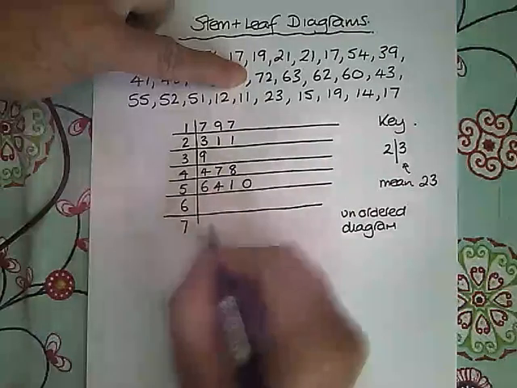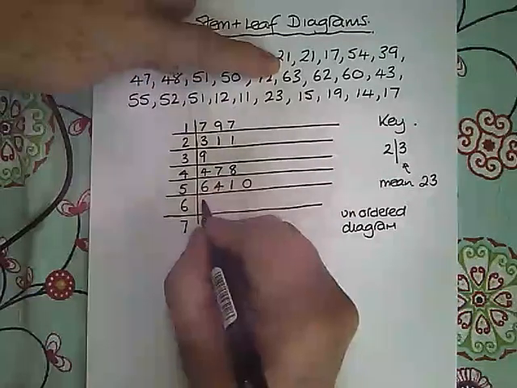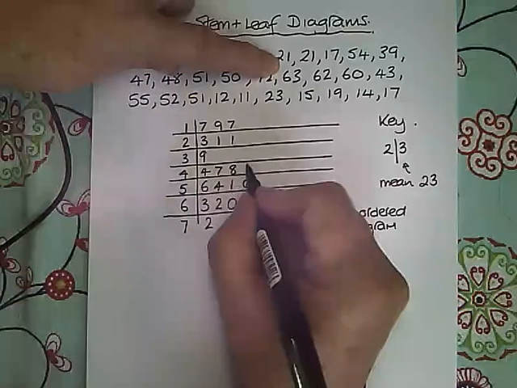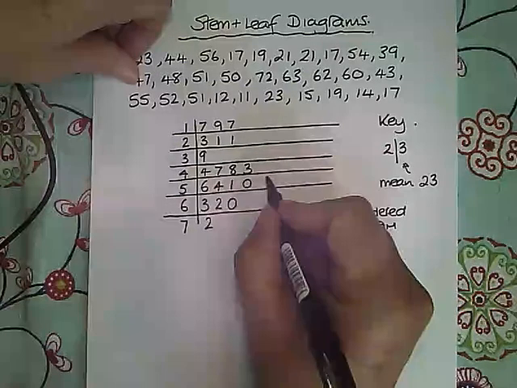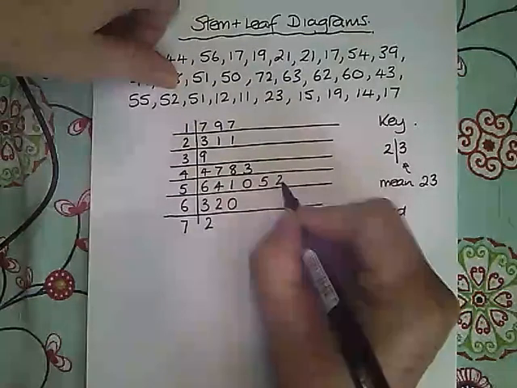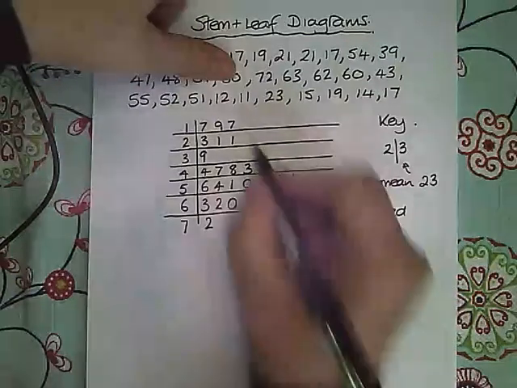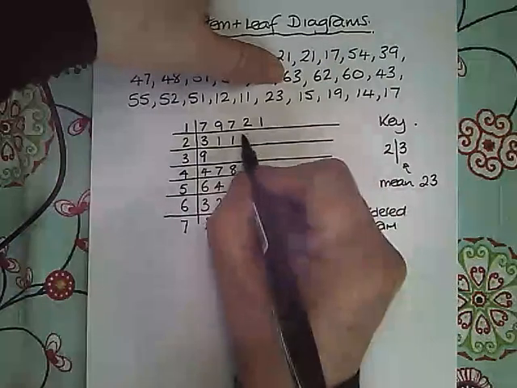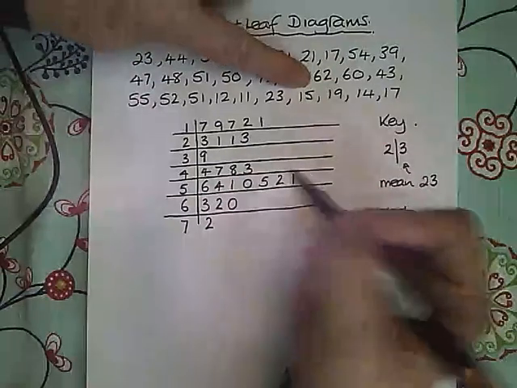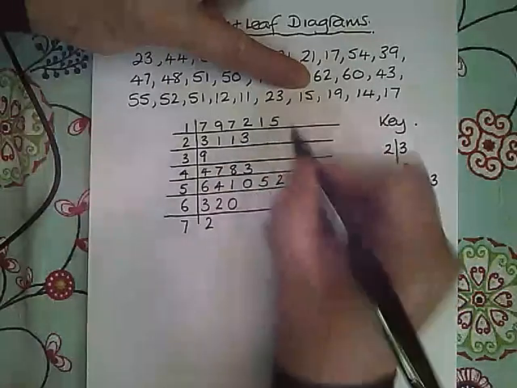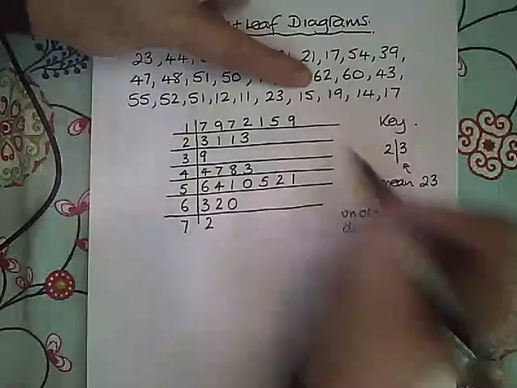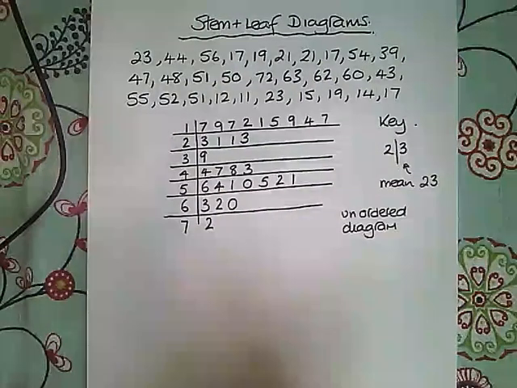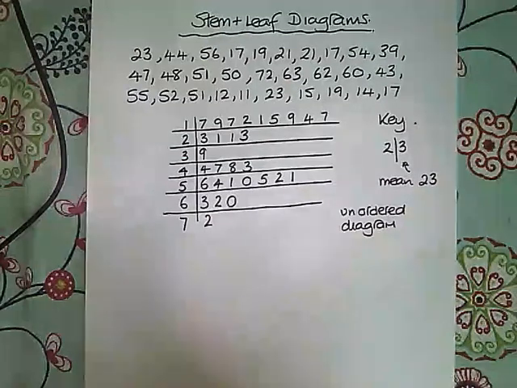So 70, 72, 63, 62, 60, 43, 55, 52, 51, 12, 11, 23, 15, 19, 14 and 17. And can you see that when I've been filling that in, I've kind of kept my numbers pretty much lined up.